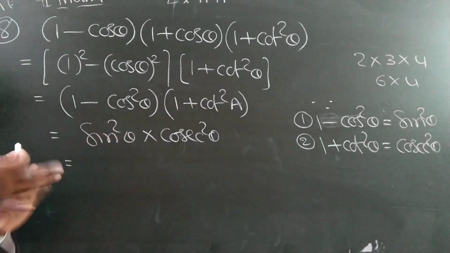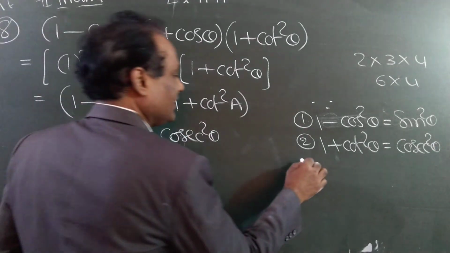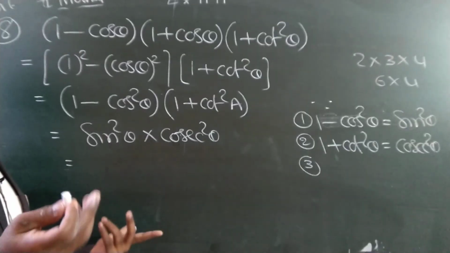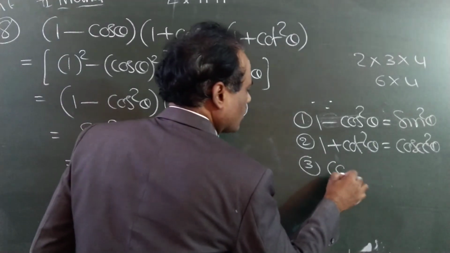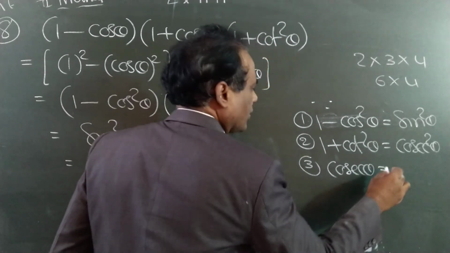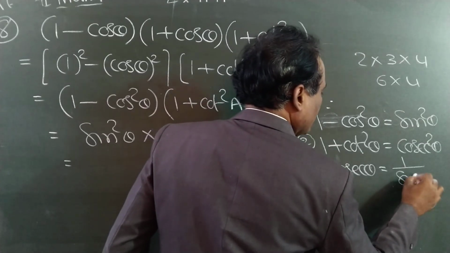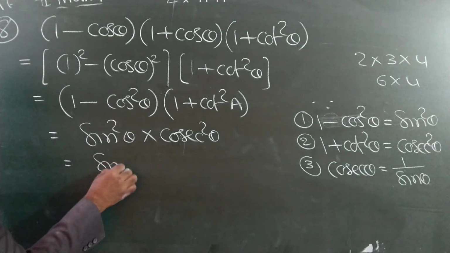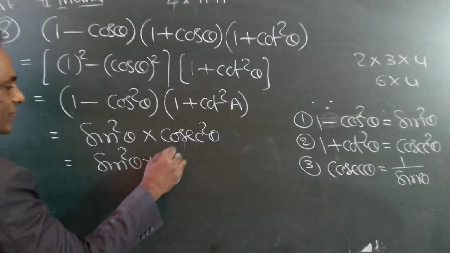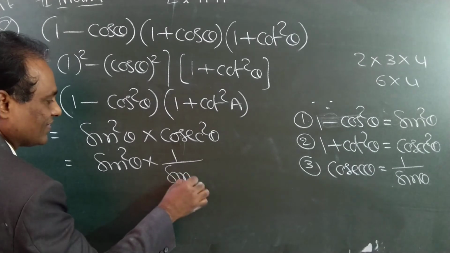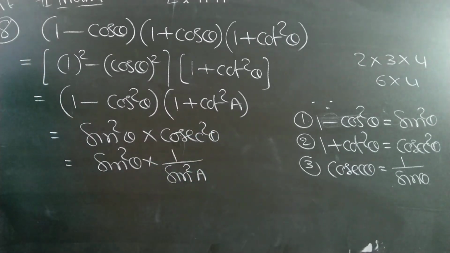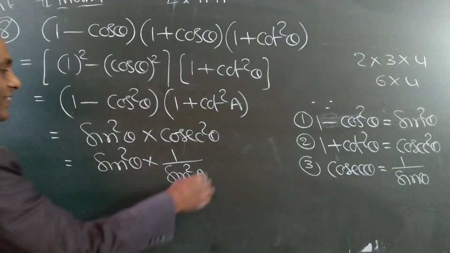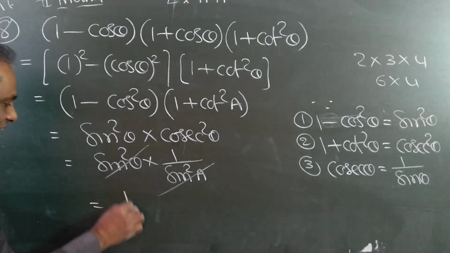Sine and cosec are reciprocal to each other. Sine is equal to 1 by cosec or cosec is equal to 1 by sine. Anyone you change. Just now also we used cosec is equal to 1 by sine. This you keep same. Cosec is equal to 1 by sine, square root. Sine cancel, 1 answer.